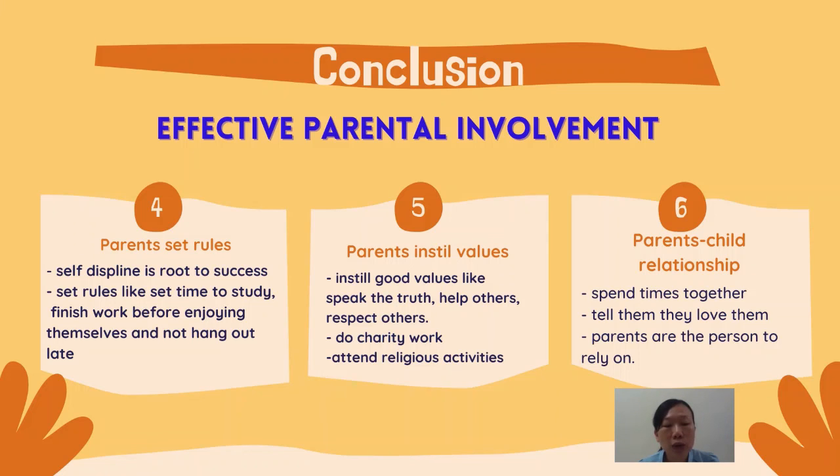Lastly, parents should have a good parent-child relationship. They should spend time together doing activities like going for vacations, shopping, or reading together. They should always tell them that they love them, and they should instill in them that parents are the people to rely on. If they have any problem, they should always go to their parents.